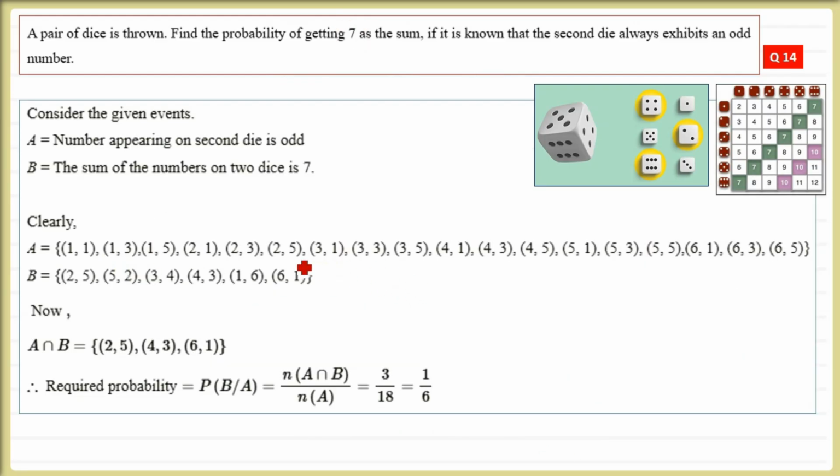Now this is how you need to write it, and if you are aware of the 2 dice, the proper combinations and the sample spaces, then this question will be quite easy for you. So the common values are this and the required probability is this.